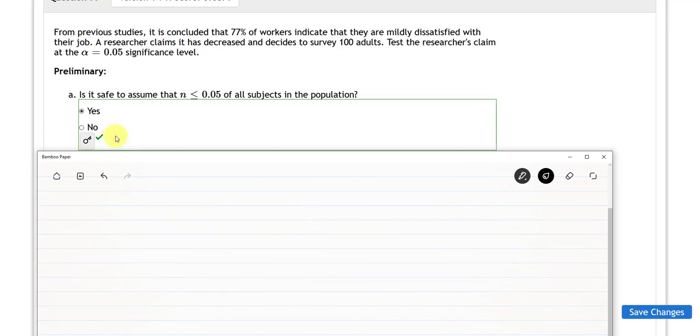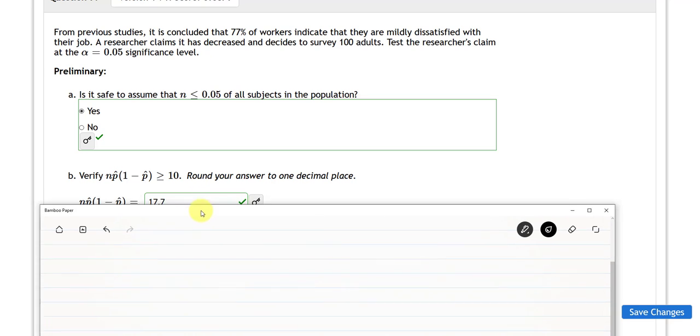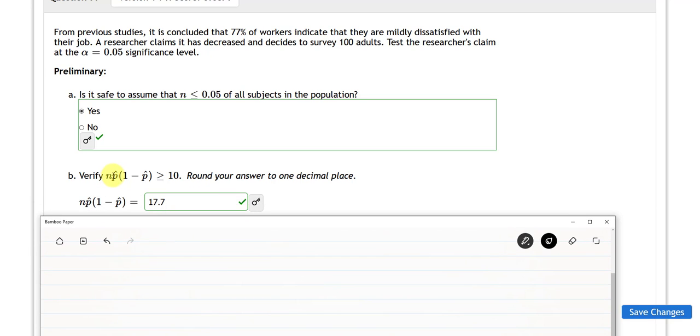So the first question is, is it safe to assume that n, the sample, is less than or equal to 5% of all the subjects in the population? We only have 100 adults, so the answer should be yes, right? This is much smaller than all the subjects in the entire population. And then the next thing is we need to verify n p hat (1 minus p hat) is bigger than or equal to 10. And why do we need to check for these conditions?